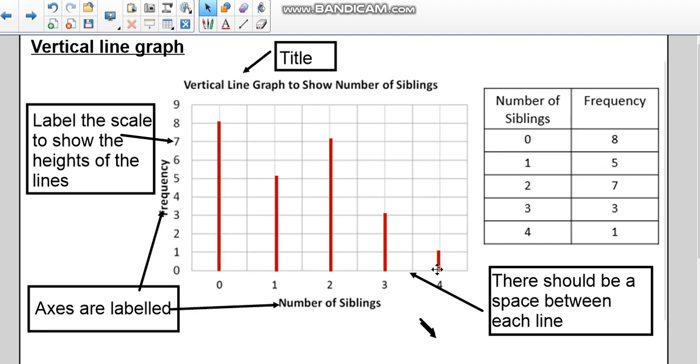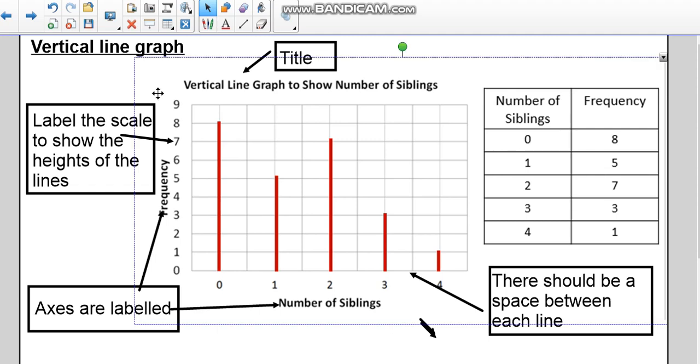So if we have a look, it says in my frequency table that there were 8 people who had no siblings. So if we come here, I've got 0 and the line goes up to 8. There were 5 people with 1 sibling, so come to 1 and the line goes up to 5, and so on. So again, just press pause and write down the features of a vertical line graph, because you need to make sure that you include those when you draw yours in a minute.